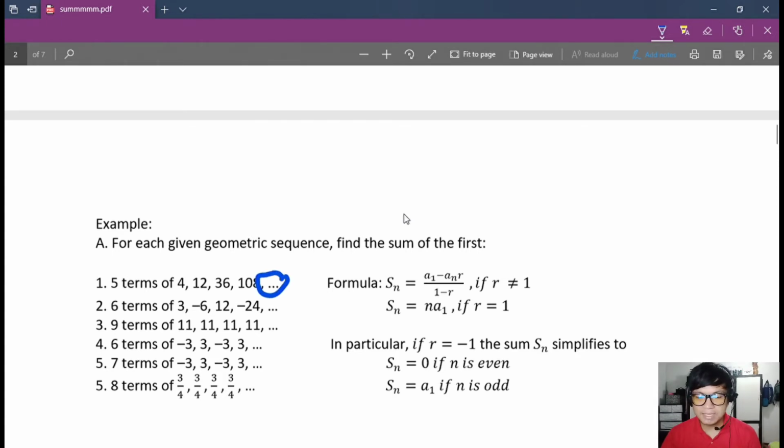So this one does not indicate that this is an infinite geometric sequence, because in the first statement we have the first 5 terms, first 6 terms, first 9 terms, first 7 terms. So it has a limitation. The triple dot is placed here so that we do not have to enumerate all the terms in the statement.